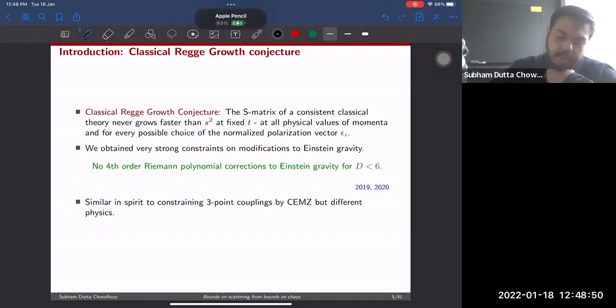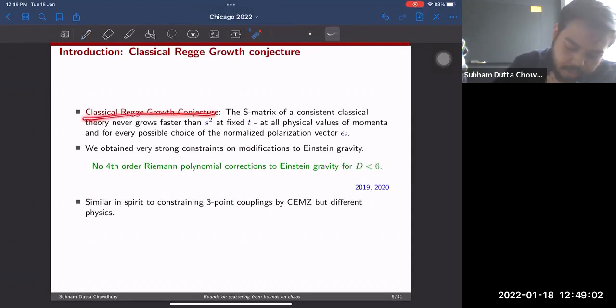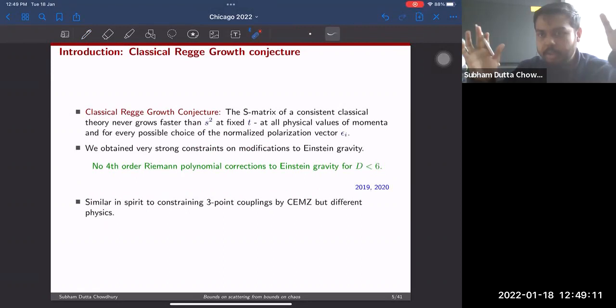So in a series of previous works, we postulated something called the Classical Regge Growth conjecture. This was a consistency condition that we postulated: that the S matrix of a consistent classical theory never grows faster than S squared at fixed t, at all physical values of momenta and for every possible choice of normalized polarization vectors.